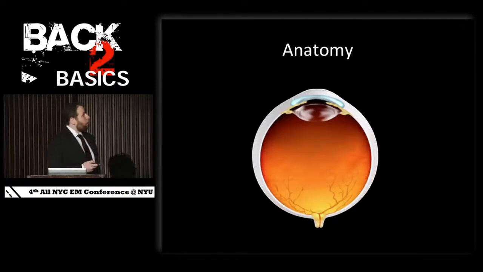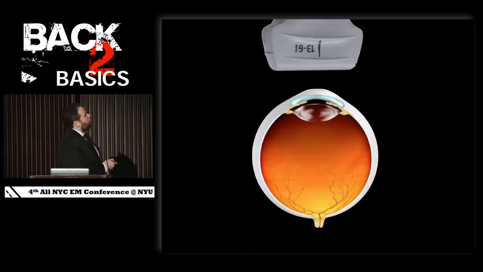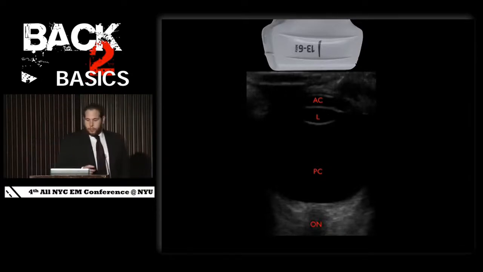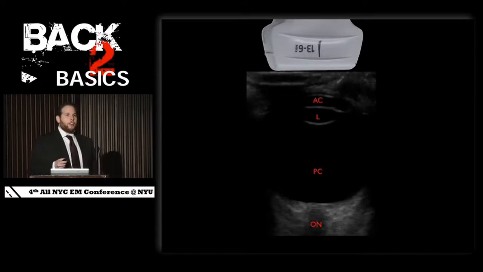It's not the most difficult exam. And here you see, here's your anterior chamber, your lens, your posterior chamber. You get the retina. You're not going to be able to see it well, it's just lining the back of the posterior chamber. And then you have your optic nerve sitting in the optic nerve sheath back here. So that's pretty clear.